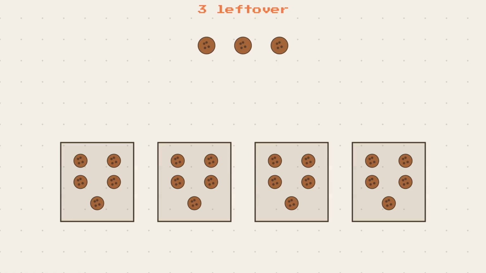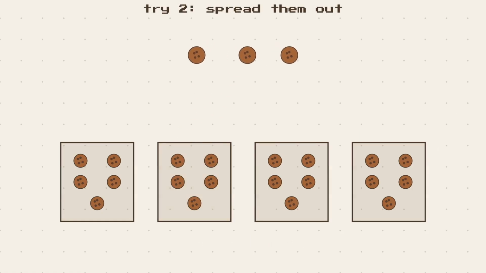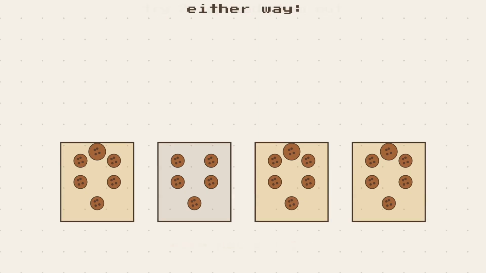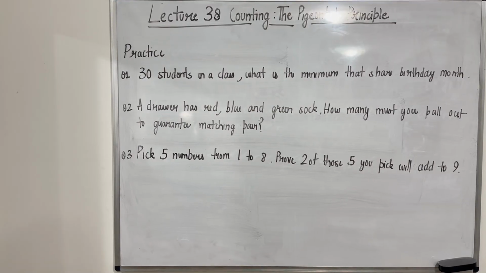So let's just try putting them all in one box. So that box now has 8 cookies, right? Or what we can do is we can spread them all out evenly. So 3 different boxes, each gets a 6th cookie. But if you notice, either way, at least one box has 6 cookies, right? That's ceiling 23 over 4. So the general rule is n objects, k boxes, at least one box gets ceiling n over k.